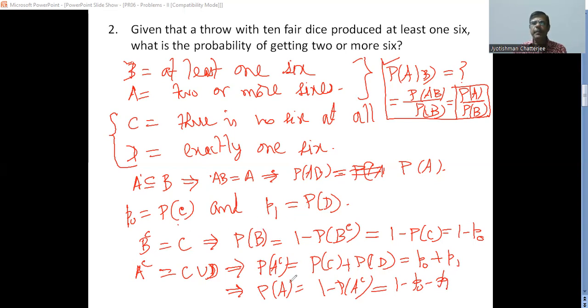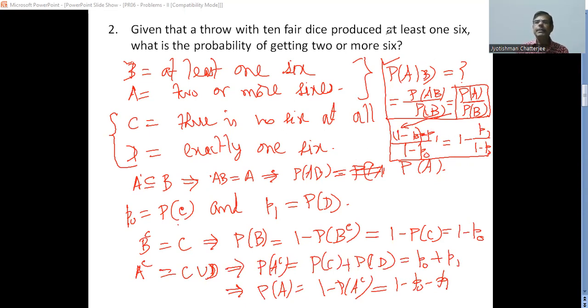So we have got PB and PA in terms of P0 and P1. Putting those things here, what will we get? I'm just rewriting this thing. This part is PA is equal to 1 minus P0 minus P1 by 1 minus P0. That means 1 minus P0 divided by 1 minus P0 is 1. So I'm left with P1 by 1 minus P0.